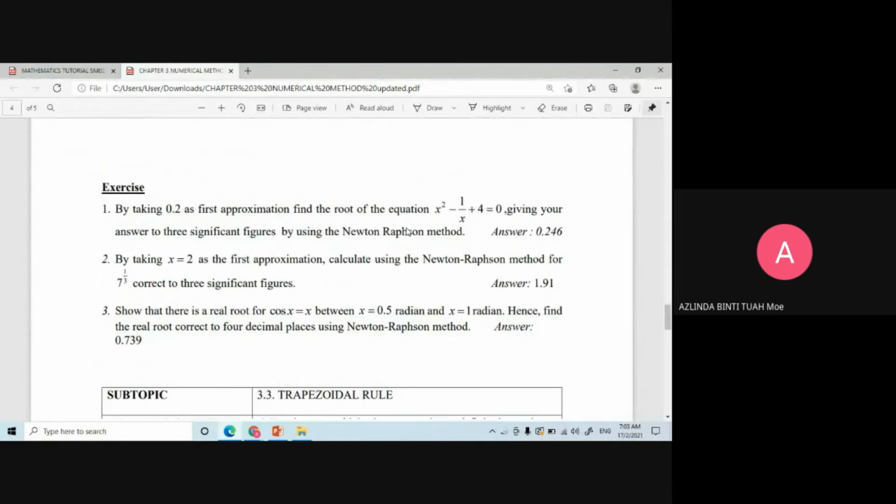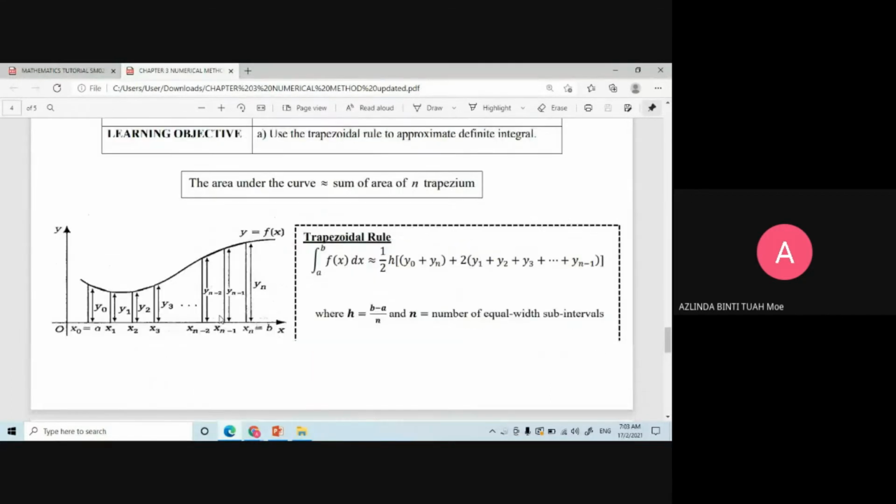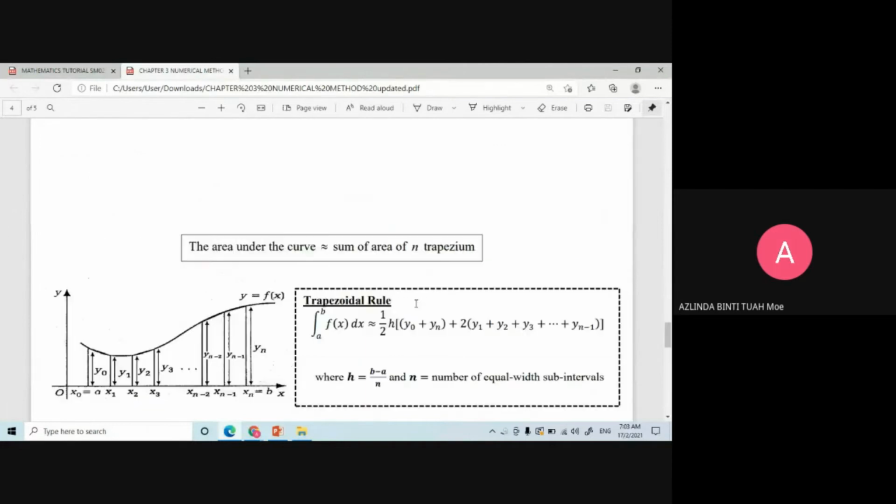Okay, lastly, 3.3 is the trapezoidal rule. The use of the trapezoidal rule is to find an area under the curve. So this is the alternative method to find area under the curve instead of integrating the function. So for this subtopic 3.3, we are going to find an area under the curve by using the trapezoidal formula. So we don't have to integrate the function unless the question asks you to integrate the function.